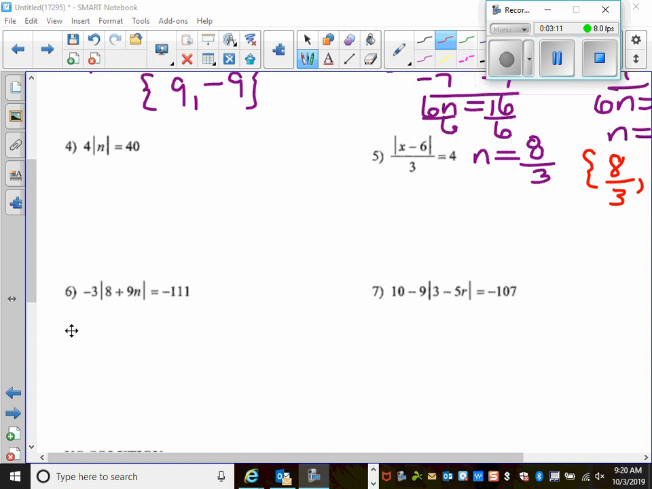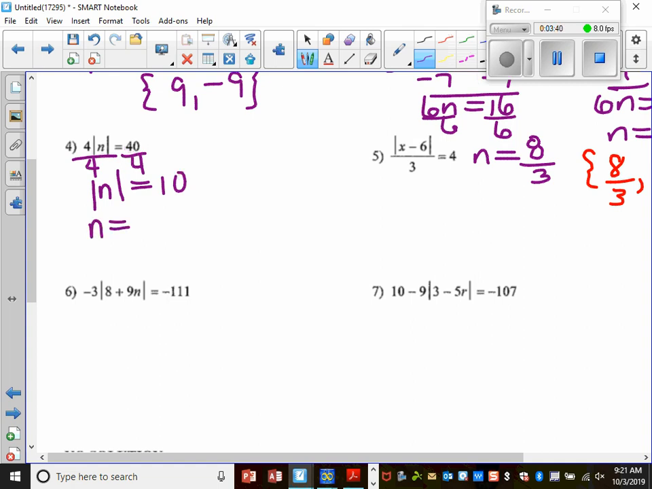Okay, let's take a look at question number 4. In question number 4, step 1 is not done because there's a 4 over there with the absolute value symbol. So I'm going to divide by 4 because 4 is being multiplied by that absolute value. So I'll divide both sides by 4. So I'm going to end up with the absolute value of n equals 10. Now the bars are isolated. I'll drop the bars and say n equals 10 or n equals negative 10. And then put those in the set notation.